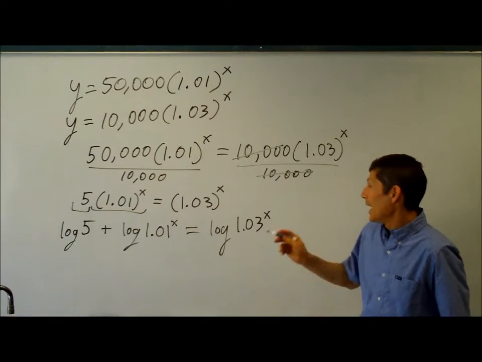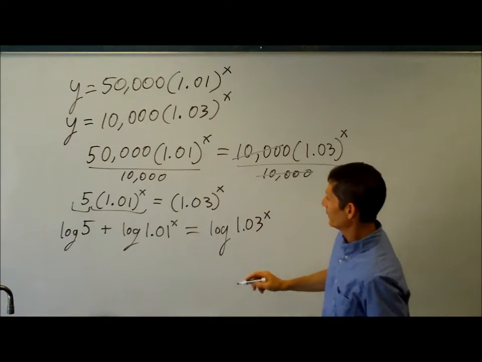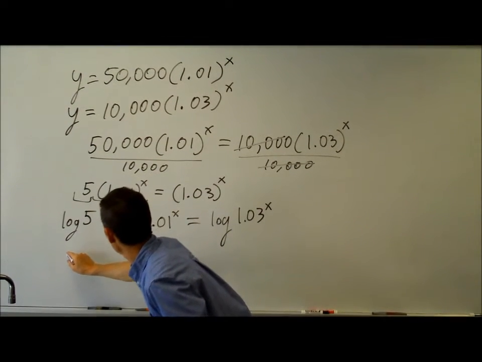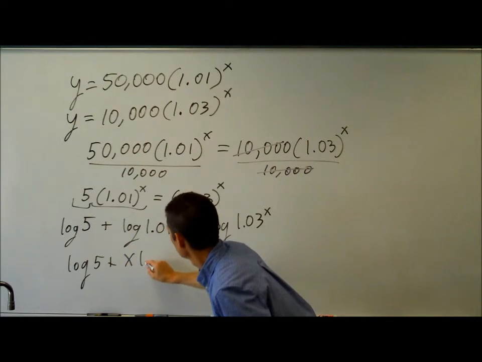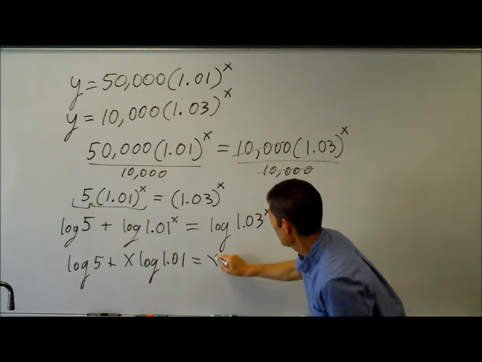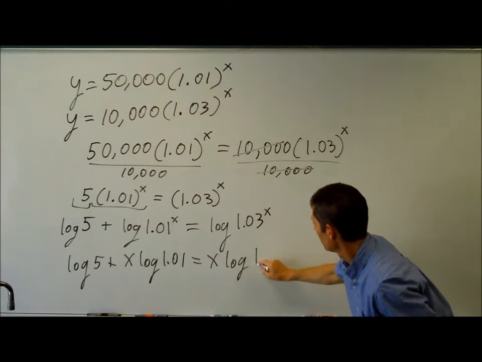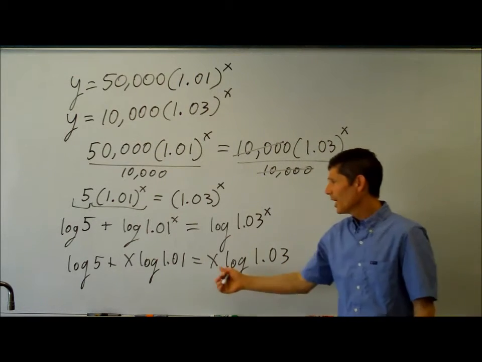Thank you very much. I mean, now I can do this little log maneuver where I bring them both down, and let's see. You can go down below there. One more step. That looks good. Okay. So log 5 plus x log 1.01 equals x log 1.03. Very nice. I'm solving for x.